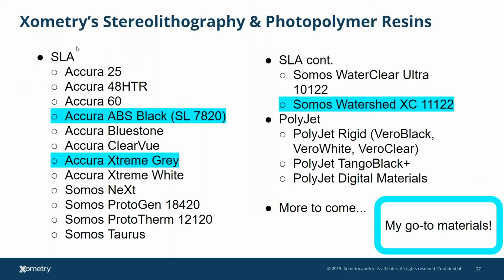So with SLA, similar to FDM, you have different materials to simulate different properties. I'm highlighting a few of them that I really like. ABS black has a nice jet black. It's very good for exactly what the name is, simulating injection mold ABS parts. Accurate Extreme Gray is my go-to. It's a mixture of ABS and polypropylene properties. It's actually hard to classify, but it's a little bit more resilient with clip features, as well as the white grain of it, where you can prototype very CAD accurate casings and get the results that you're looking for.